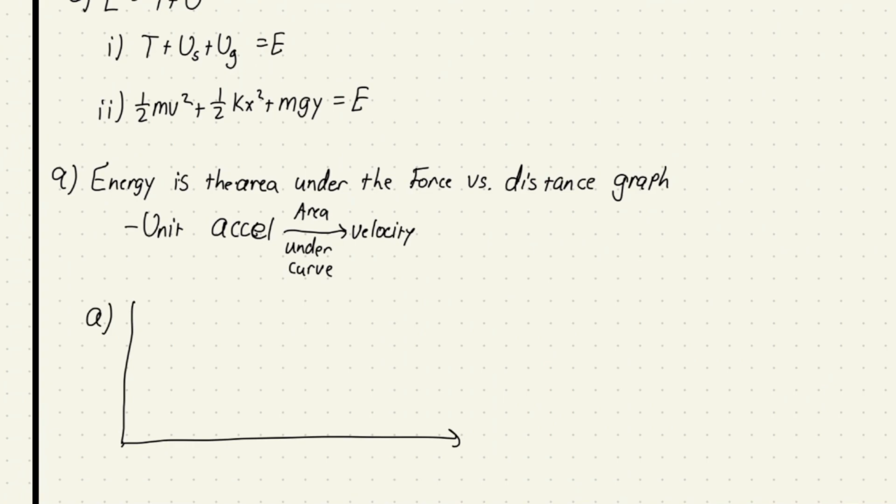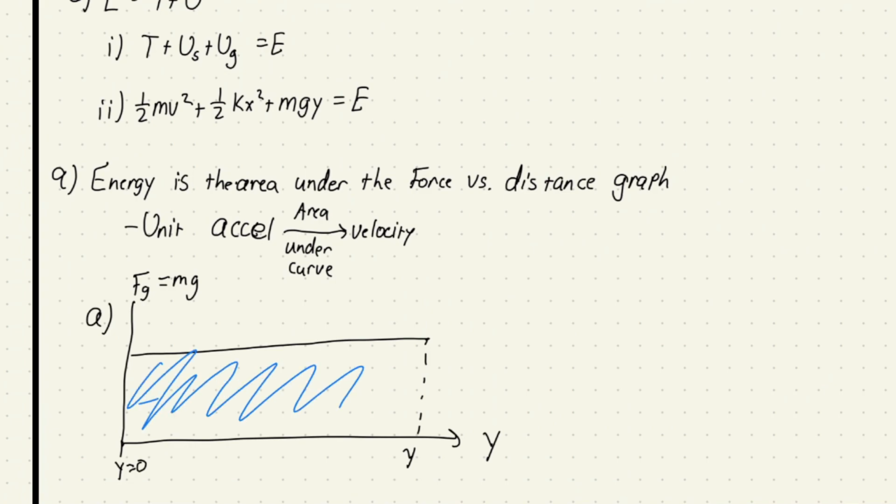If I think about my force of gravity, Fg, and some distance y, I know that the equation for it, Fg, is mg. There's nothing about distance, right? There's no y in this equation. No matter where I am, I will always have the same force of gravity acting on me, and so that's going to be a flat line. If I start off at y equals 0 and go to some distance y, my area under this curve, shaded in blue, is going to be a rectangle. So it's going to be this width times this height.